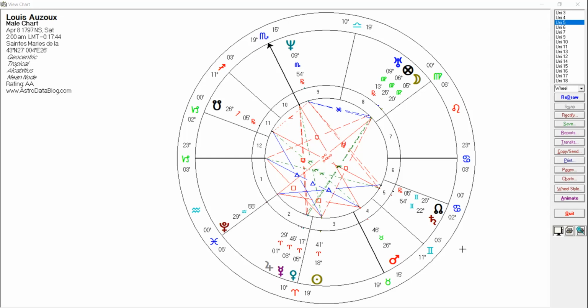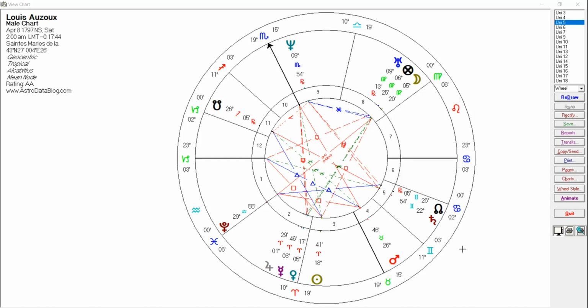If we look from a quadrant, we've got Mars in the fourth house. If we look from a non-quadrant standpoint, then we've got all of this. If we look from a whole sign standpoint, then we've got this assembly in Aries, which is ruled by Mars. Now, Mars is the ruler of the fourth. And all of that stuff is there.